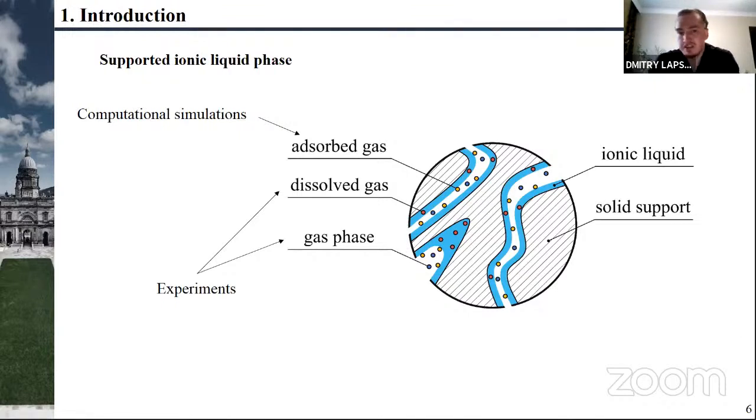For bulk regions, such as bulk liquid phase and bulk gas phase, we have experimental tools in order to measure, for example, gas solubility in liquids and pressure in a free pore volume. But what is really difficult to study in experiments is the interface, and that's where computational simulations can provide us with additional insights.